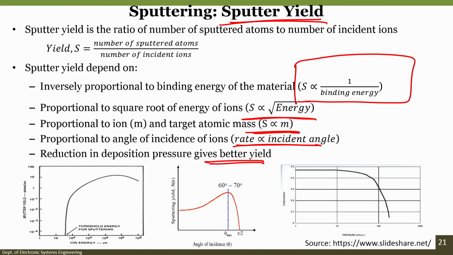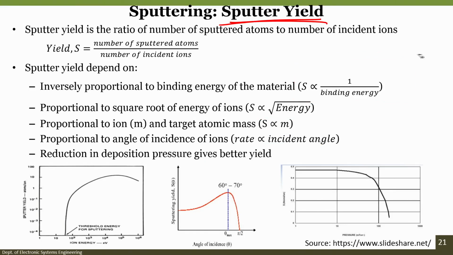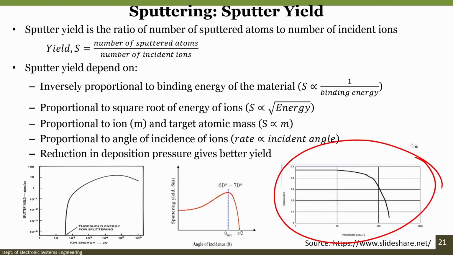Okay. These are some of the schematics corresponding to that, and it is very easy to understand from the schematic itself, that is angle of incidence and sputtering yield, how it is decided, with ion energy and sputtering yield, how it is decided, and finally, pressure versus sputtering yield. As you can see, as you decrease the pressure, the deposition rate increases.